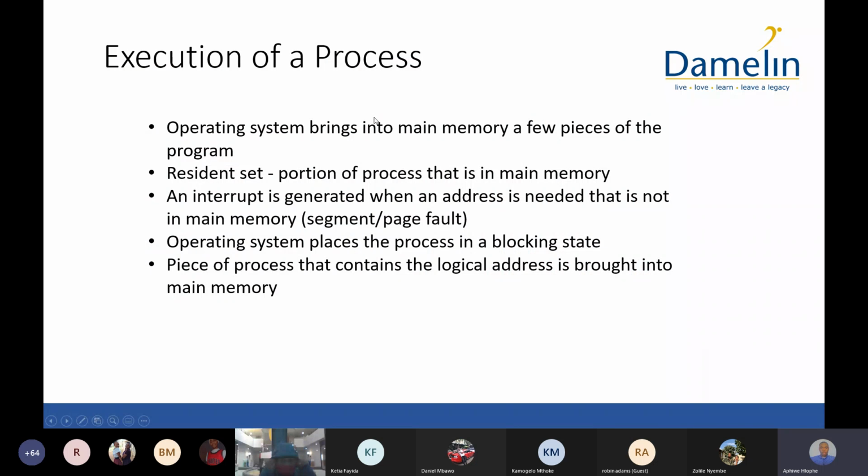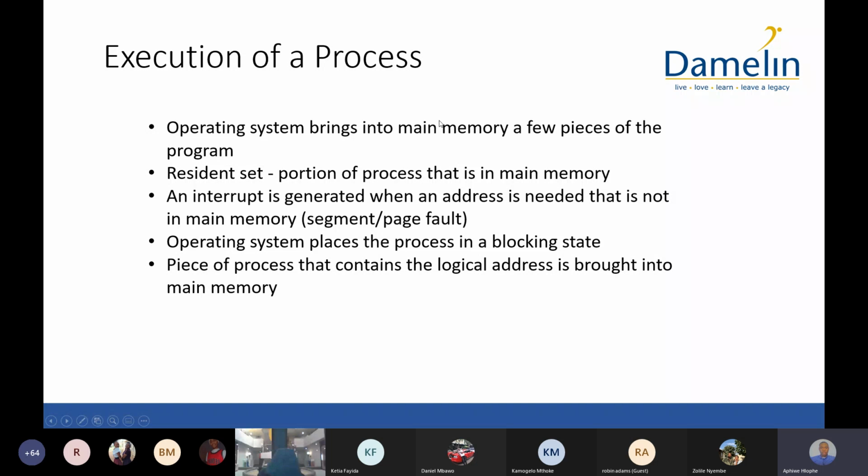Okay, so an interrupt is generated when an address is needed that is not in main memory. We are saying certain things can interrupt the CPU while it's doing work. That's including faulty hardware, a mouse or a keyboard, or an input-output request that needs attention. Also, software programs trigger interrupts. So an interrupt is generated when an address is needed that is not in main memory.